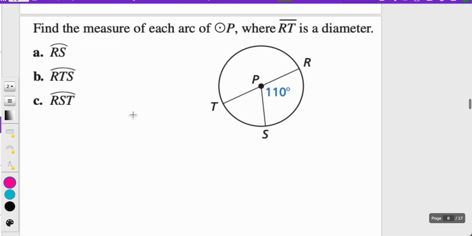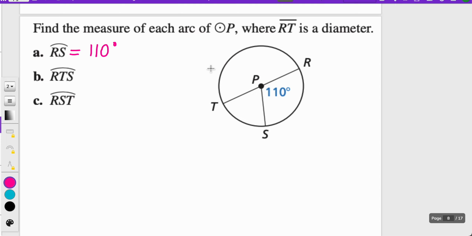We're going to try some examples. Find the measure of each arc of circle P where RT is the diameter. Since I know RT is the diameter, that's making my 180 degree angle, and I already can see that arc ST is a part of that. So something we can consider is that's making 180 degrees, so that could be 70 degrees there. Let's go ahead and start. RS is already given to us, that's 110 degrees.